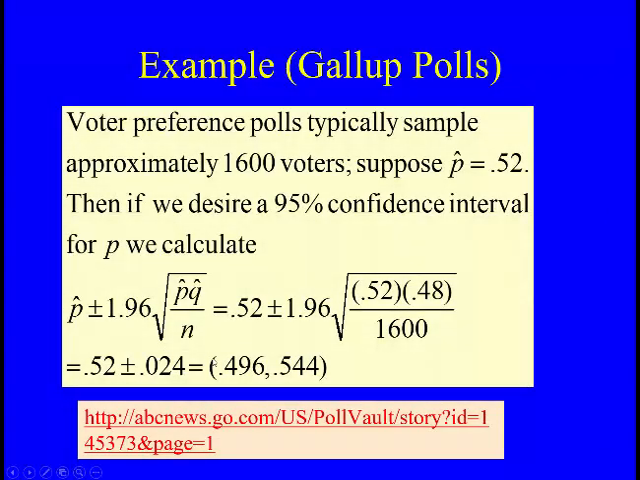All right, well then all you're going to do is take 0.52 and subtract 0.024. That gets you the lower bound. And you're going to take 0.52 and add 0.024, and that gets you the upper bound. So all we're saying here is, look, I am 95% confident that the real proportion of people who support this policy is somewhere between 0.496 and 0.544. That's all we're saying.